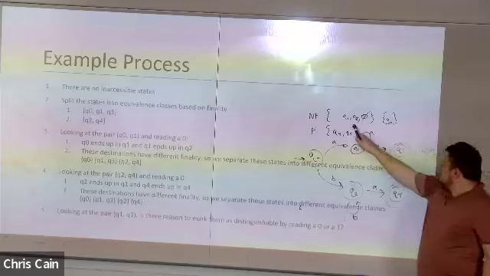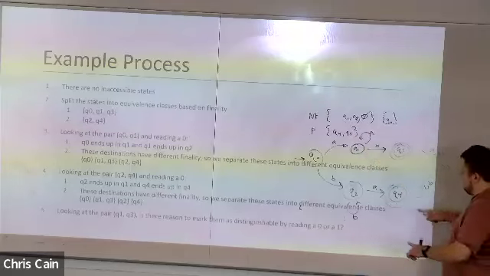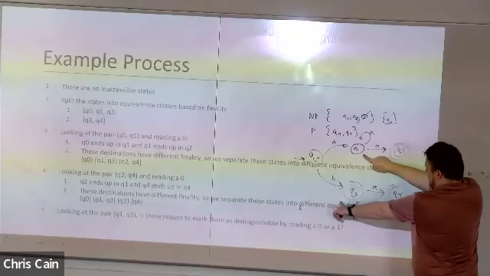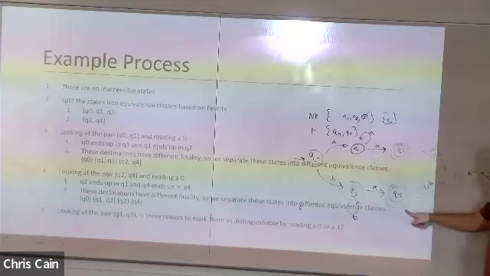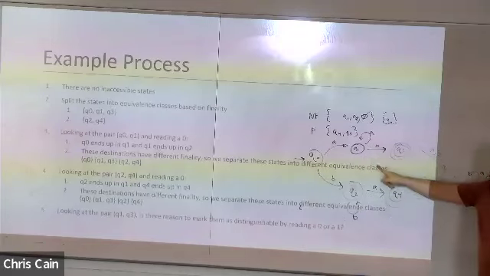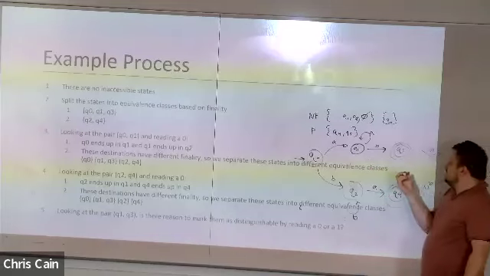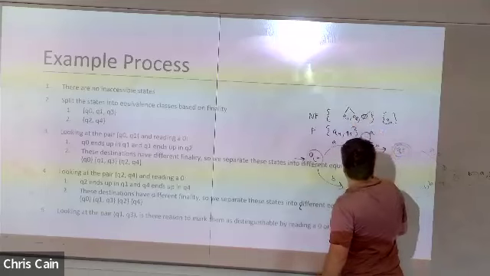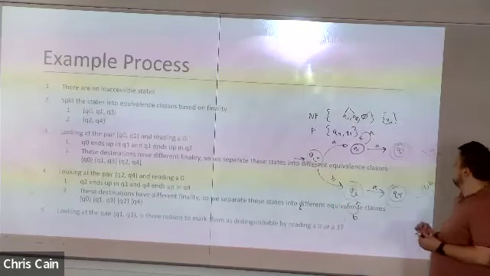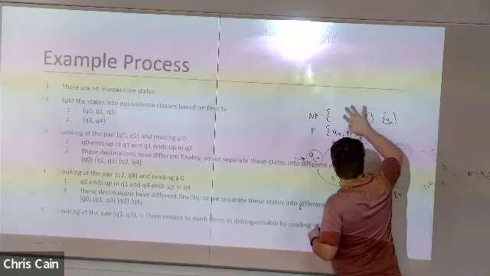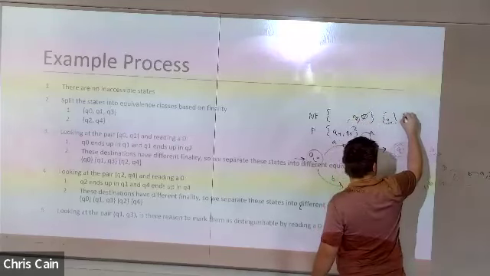We could then look at Q1 and Q2. All right, so in Q1 and Q2, if we read an A, we transition to Q1 and Q4. Q1 is non-final and Q4 is final. So we found the difference in these. So these are in separate classes. So we can pull one of them out.